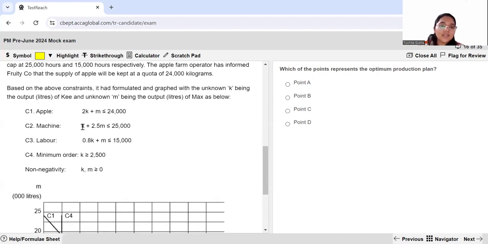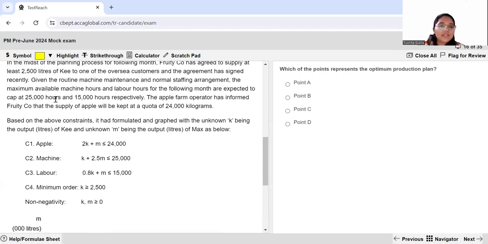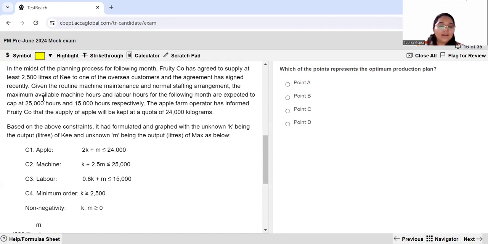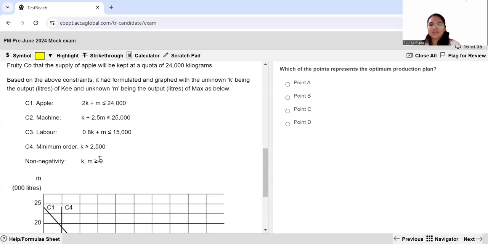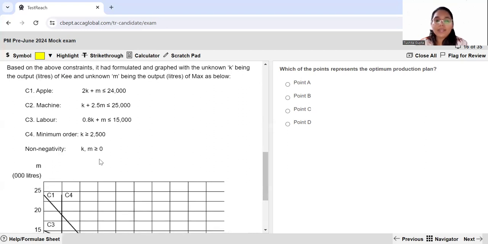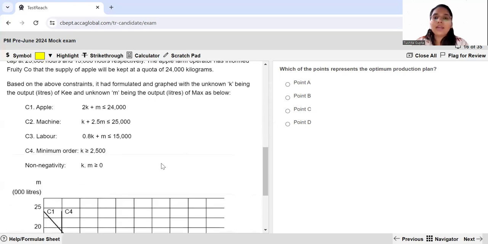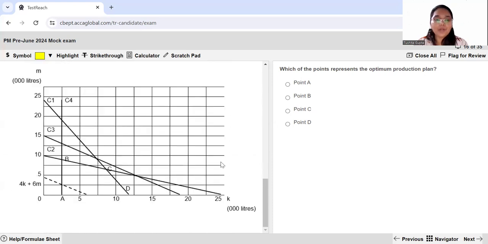These are four constraints. Number one for the apples, which are 24,000 kilograms. Number two, you will see for the machine hours that you have 25,000. Thirdly, for the labor hours, which is 15,000. And then you have your minimum order, which you have promised to give, 2,500 liters. And then you have the non-negativity constraints that K and M cannot actually be negative because your output cannot be negative. So this is how they have graphed these equations also. Now the first requirement wants you to find out the point which tells you the optimum production plan.